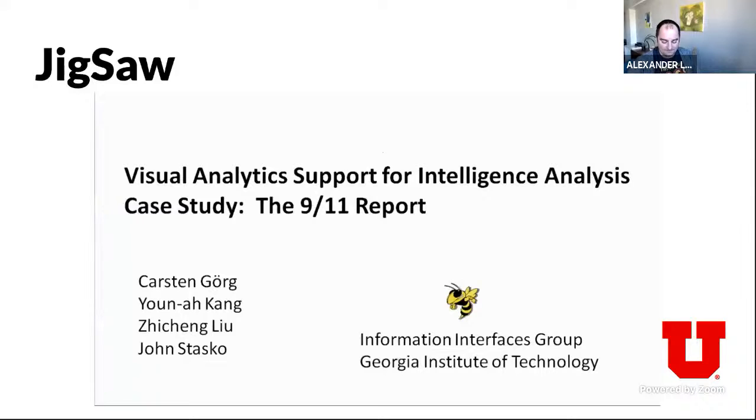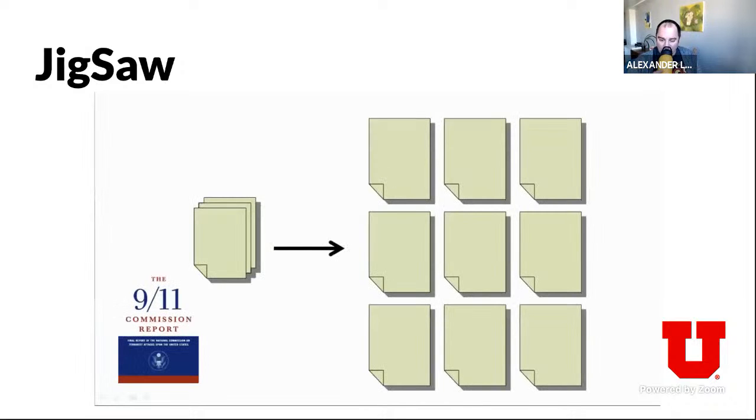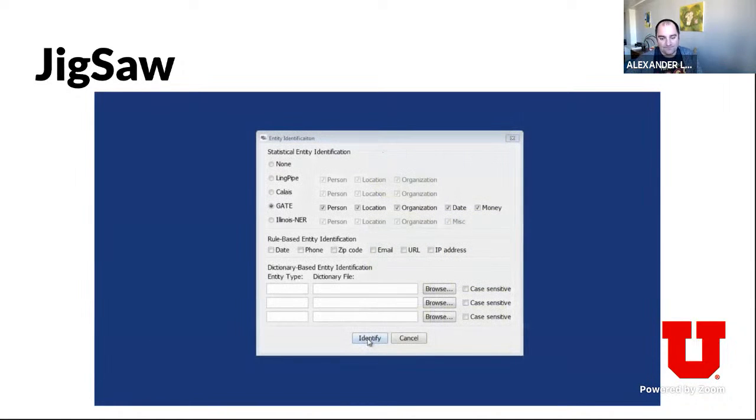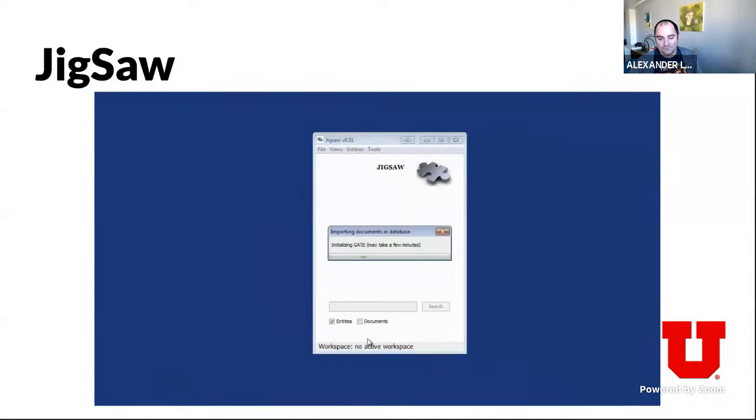This scenario presents an exploration of the 9/11 Commission report using the Jigsaw visual analytics system. Here, we treat each page of the report as a separate document in a collection. Entity identification first determines the people, places, and organizations mentioned throughout the collection.